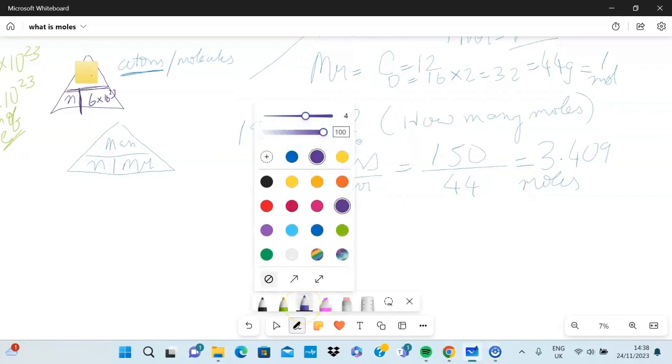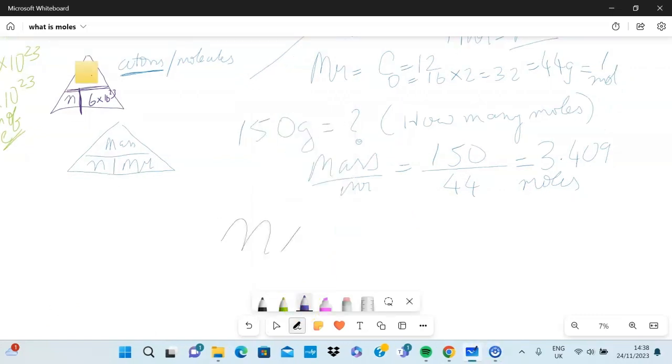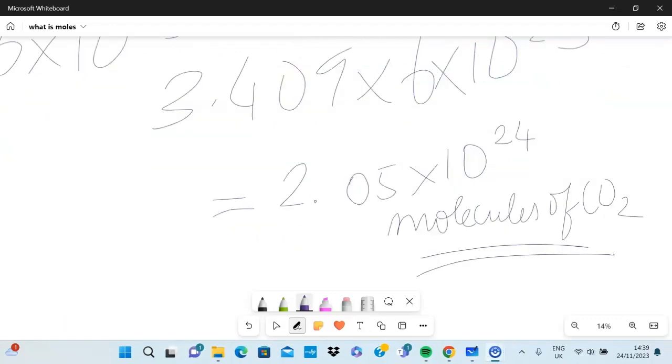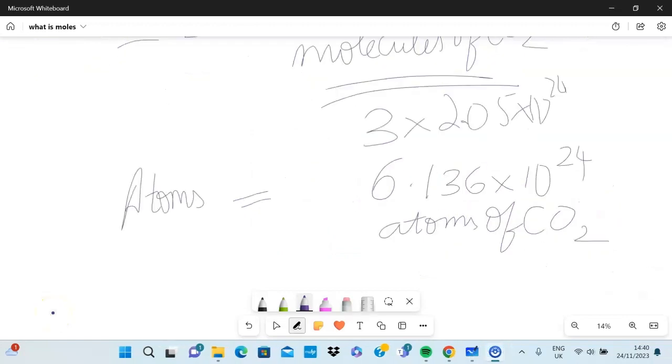Remember, our question was to actually find the number of atoms, so that is moles multiplied by 6 times 10 to the power 23. We know the number of moles, that is 3.409 multiplied by 6 times 10 to the power 23, and that would give you the answer of 2.05 times 10 to the power 24 molecules of CO2. If you want, you can multiply by 3 to get the number of atoms, because that's just an extra thing. That'll give you 6.136 times 10 to the power of 24 atoms of CO2.